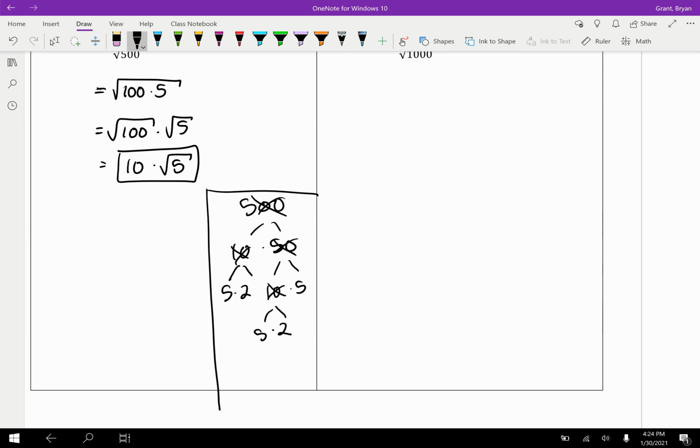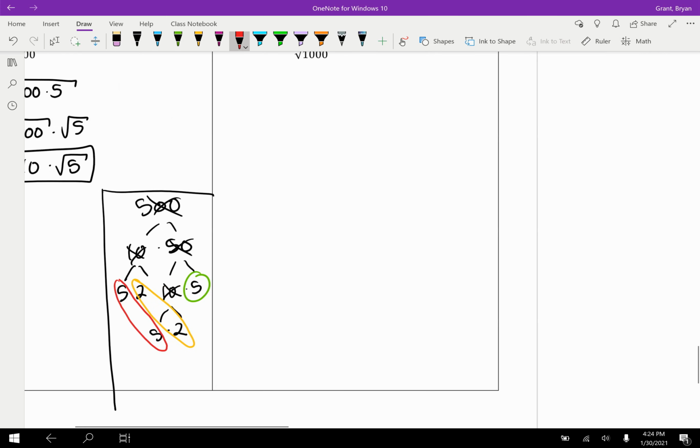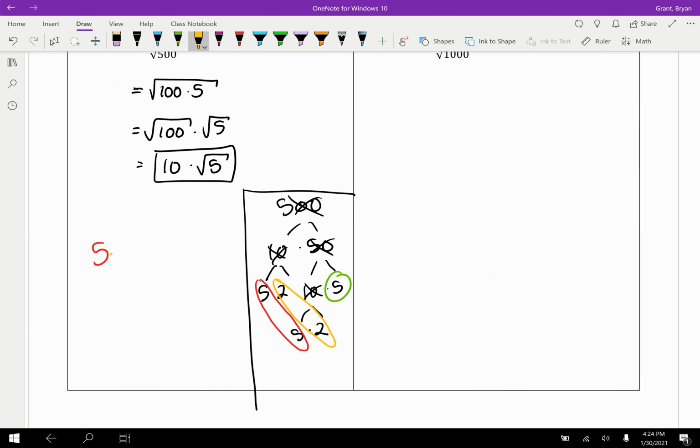All right, let's start looking for pairs. I see a pair of 5s. They do not need to be right next to each other. A pair of 2s. And then we have this loner 5 on the inside. So the pair of 5s play outside together, right? They combine together. The pair of 2s play outside together. And then the 5 doesn't have a pair, so it stays inside. And so we can finish this off by saying that this is 10 square roots of 5.